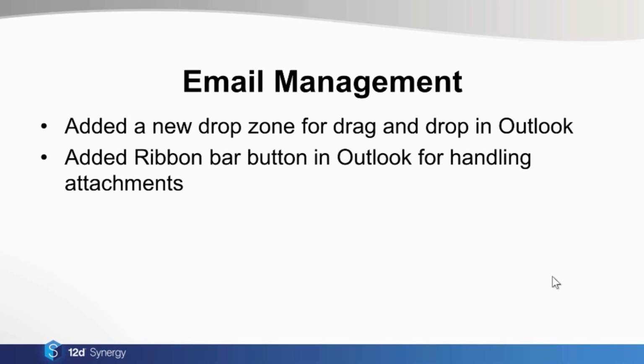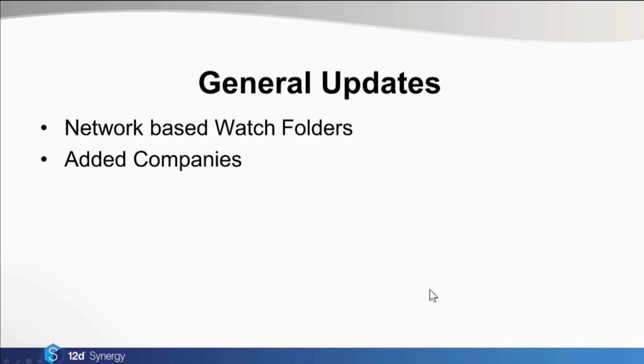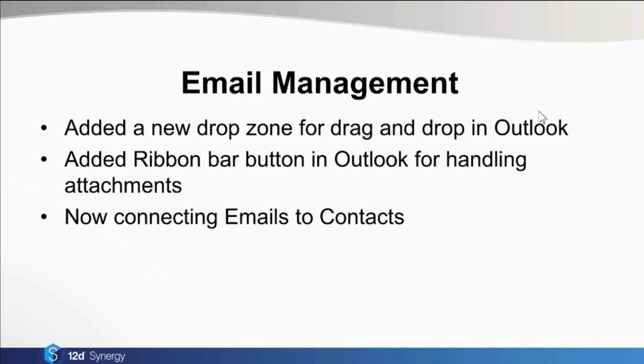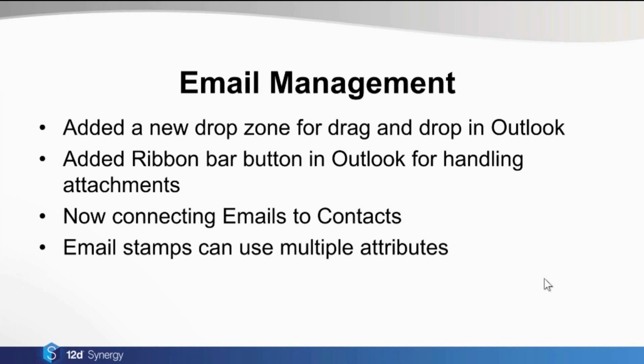Now for Outlook, the ribbon bar now has a button that you can save attachments from the emails, which makes it really, really easy. Connecting emails to contacts is really about conversation tracking, so that threads in an email will be grouped together. It's also, when you look at contact information, you can also see all the emails that have been sent to and from that contact. For many clients, the email management feature has actually been the sole reason for them adopting the 12D Synergy system.